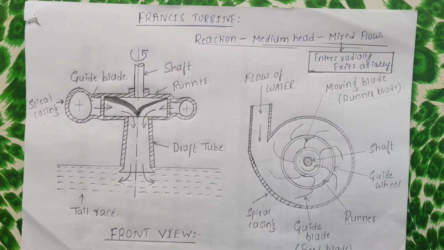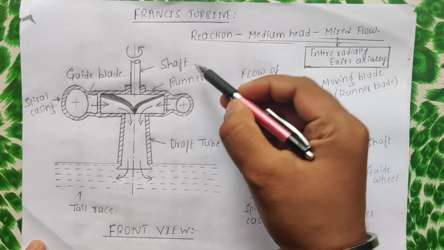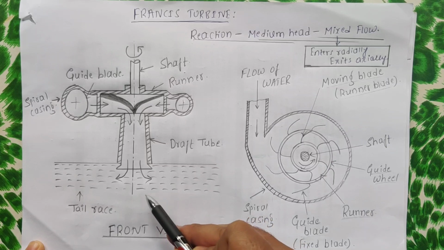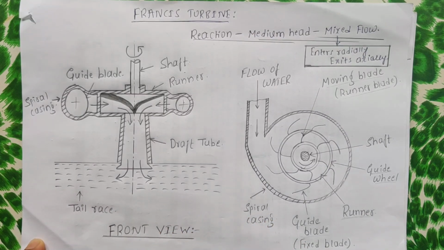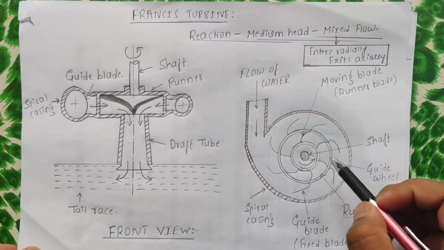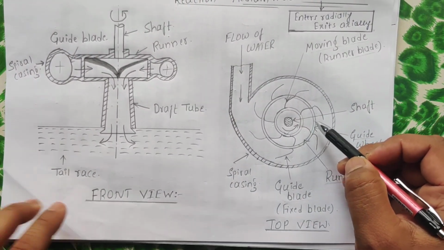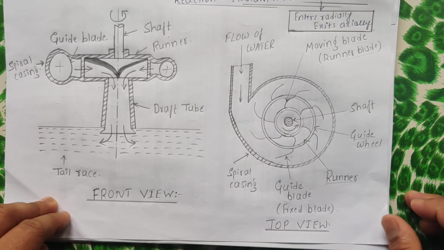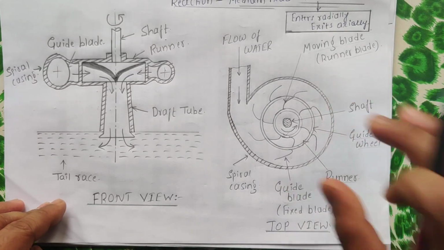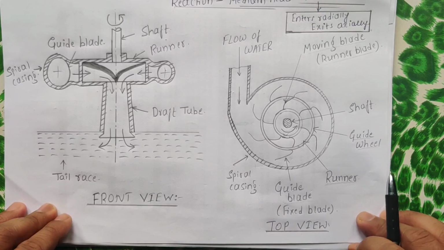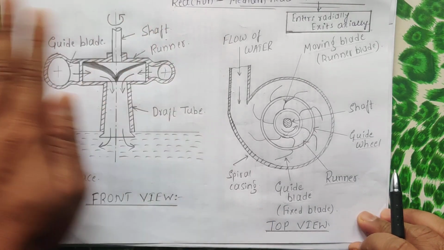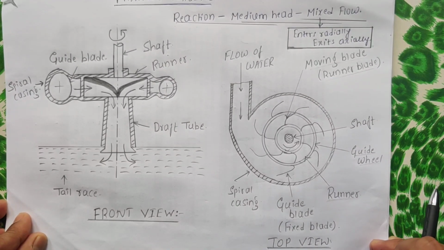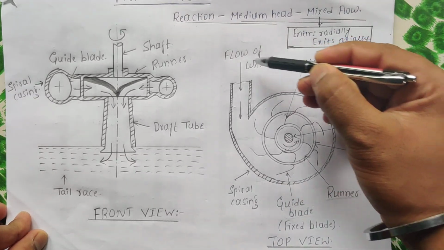So coming to the construction of this, as you can see here, it has got shaft, runner, guide blade, spiral casing, draft tube, and as well tail race. Correct. So this is the front view of the Francis turbine, and here you can see the top view. Here also you can see the same parts: shaft, guide wheel, runner, guide blade, spiral casing, etc. For the explanation sake, I think the top view will be more comfortable to understand the concept when compared to this front view. So for time being, you just ignore this front view and concentrate only on the top view.